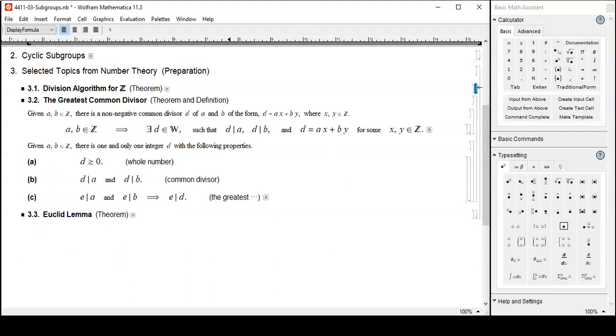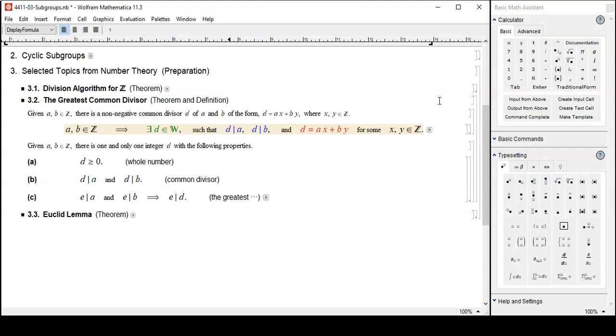Now, how about the greatest common divisor? Given a pair of integers a and b, there exists a whole number, or equivalently, a non-negative integer d, such that d is a common divisor, that is, d divides a and also d divides b. And finally, d is a linear combination, ax plus by form, for some integers x and y. So we have these three conclusions, green, blue, red.